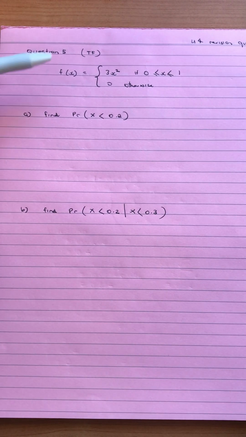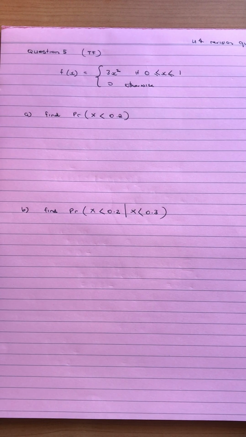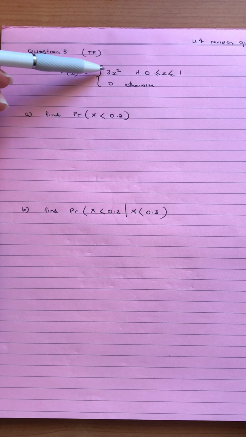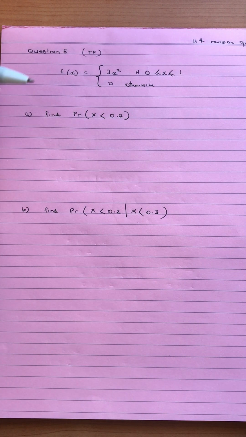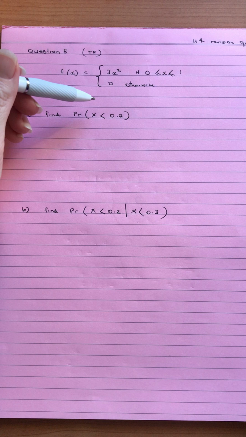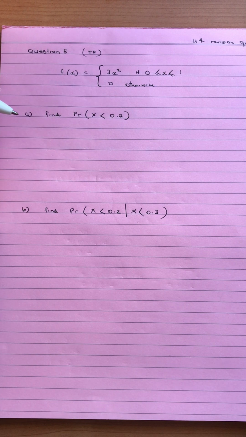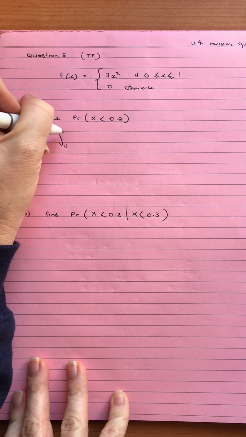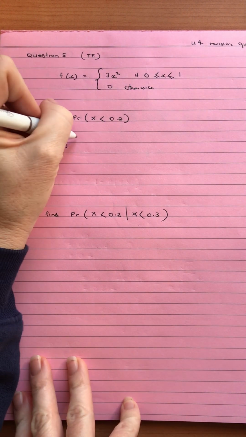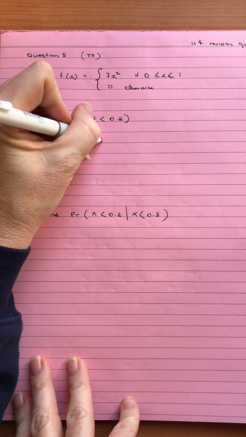Okay, having a look at question 5 of that Unit 4 revision quiz for maths methods. We've got a probability density function here where f of x is equal to 3x squared when x is between 0 and 1 and 0 otherwise. And we've been asked to find the probability that x is less than 0.2. So we are wanting to find the integral between 0 and 0.2 for 3x squared dx.